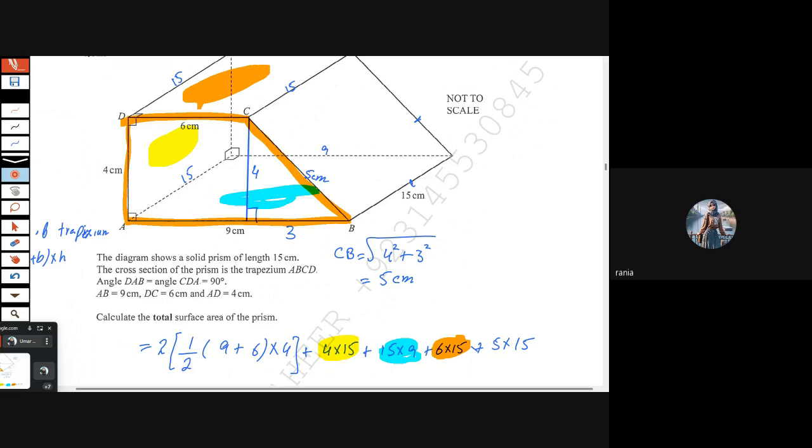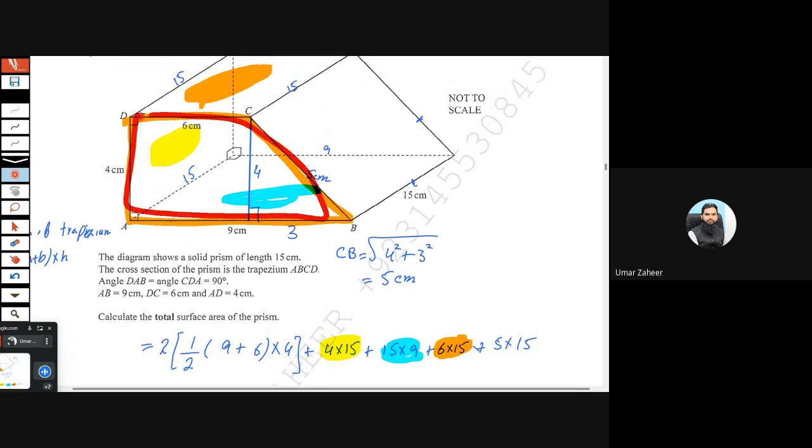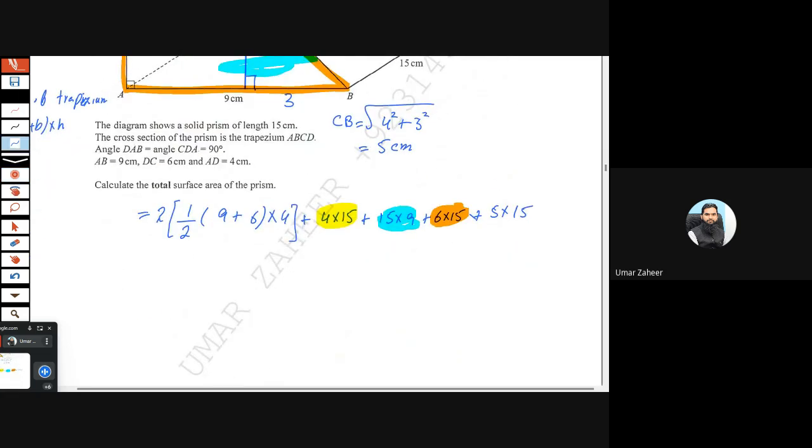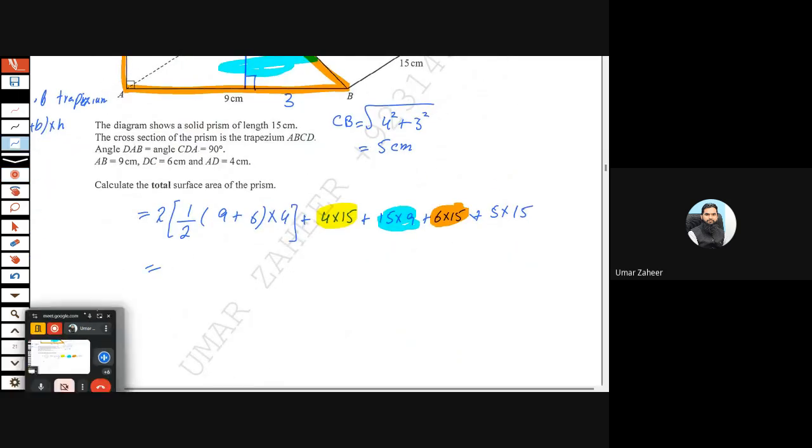So we have two trapezium faces, and 3, 4, 5, 6. Let's say 1, 2, 3, 4, 5, 6. All right. Mostly when we are doing this type of question, sometimes we miss a side, so it's better to count after. So two trapezium faces, and 3, 4, 5, and 6. Please find the value. Just simplify them and tell me the final answer.